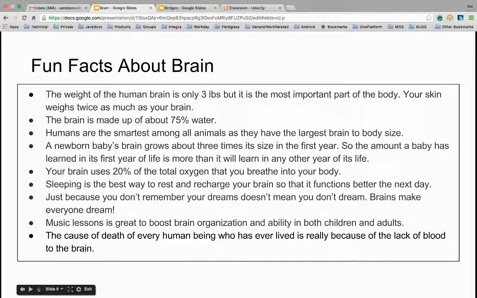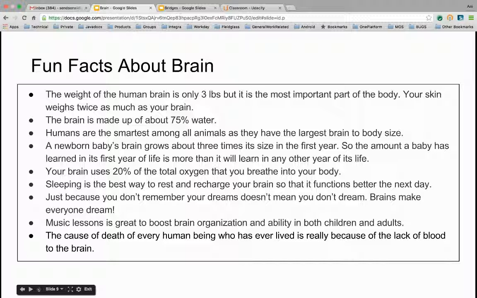Fun facts about brains. Did you guys know the weight of a human brain is only 3 pounds, but it is the most important part of the body? Your skin weighs twice as much as your brain. Isn't that weird? The brain is made up about 75% of water, which is weird because, as you can tell, a brain looks more like a solid. Humans are the smartest among all animals as they have the largest brain to body size. So I guess we're pretty important, huh?